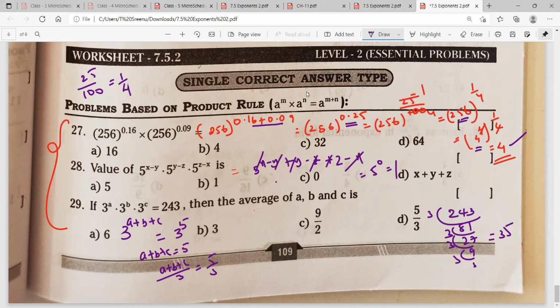And 28th, when you add the powers, x minus 5, y minus z, z minus x, they all get cancelled. 5 power 0 you get, then 1.